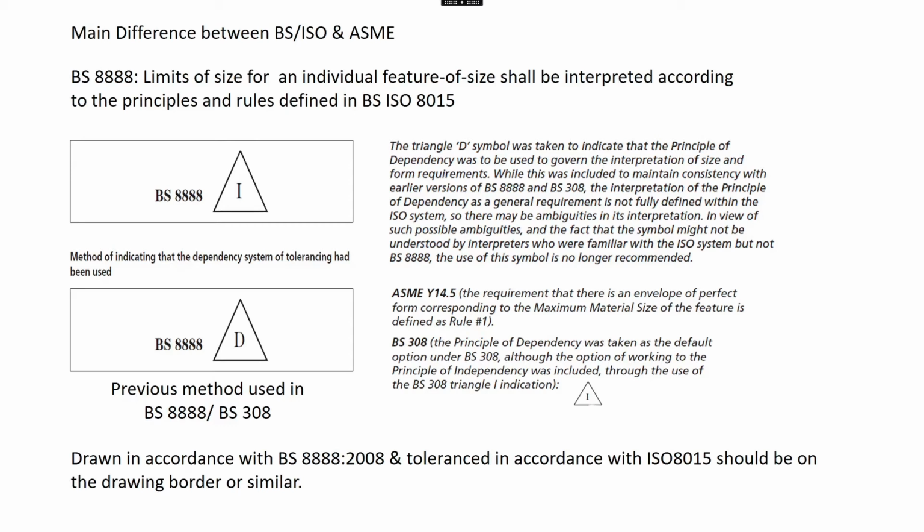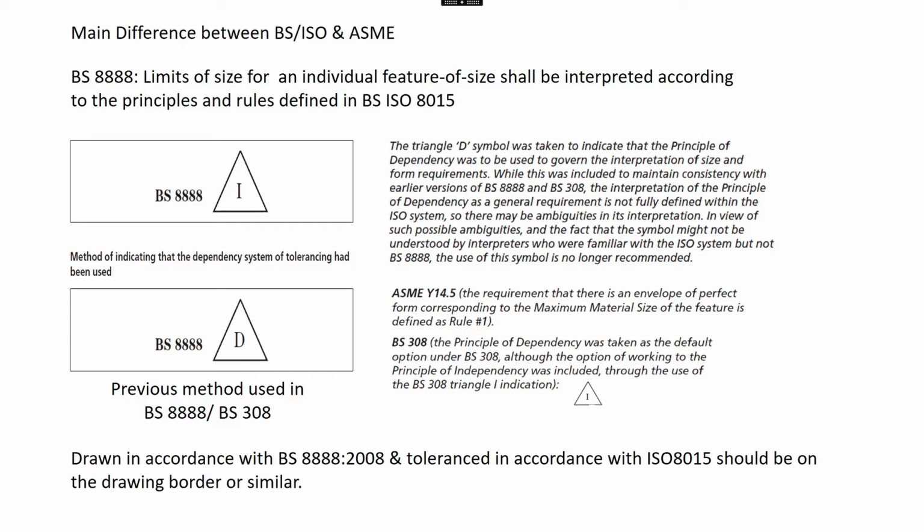And we're going to go into the envelope rule in a little bit. So basically it's so important, it's actually rule number 1 of the ASME standard. So I've just put there the ASME 14.5. It's basically what I've just said. There's an envelope of perfect form corresponding to the maximum material size of the feature is defined as rule number 1. So it's actually rule number 1 of ASME, and it's that rule that I don't think a lot of people really understand. And it's one of the most important things, which is why it's rule number 1.